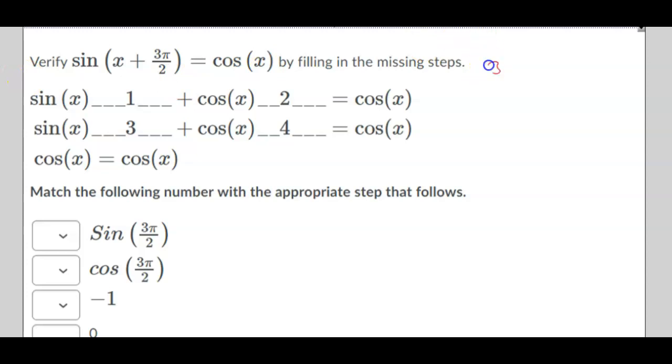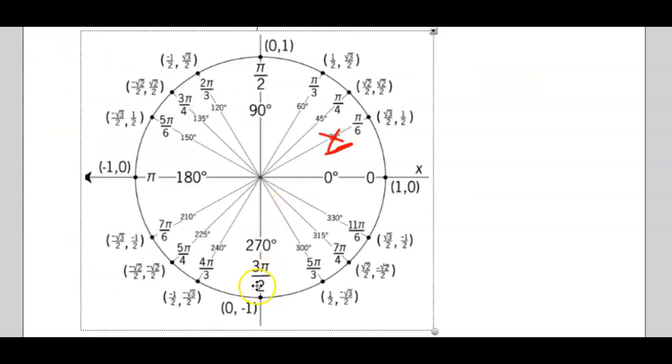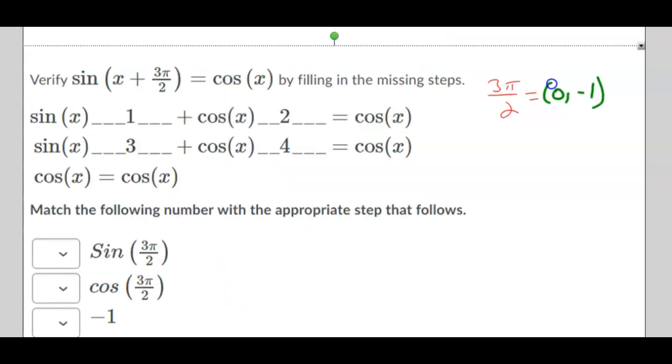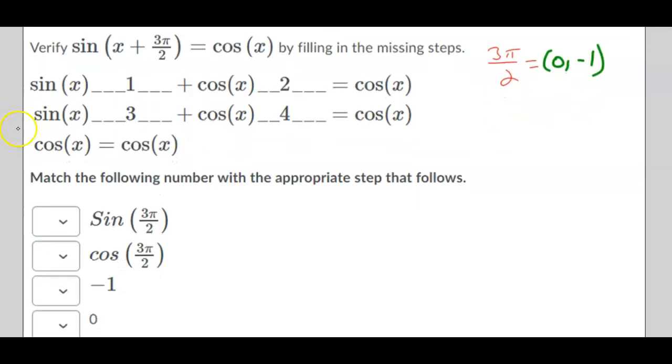Likewise right here. 3 pi over 2. 3 pi over 2 is right here, so 0, negative 1. Doing the same thing, you have sine of x, cosine of 3 pi over 2, plus cosine of x, sine of 3 pi over 2. Now cosine of 3 pi over 2 is 0, and sine of 3 pi over 2 is negative 1.